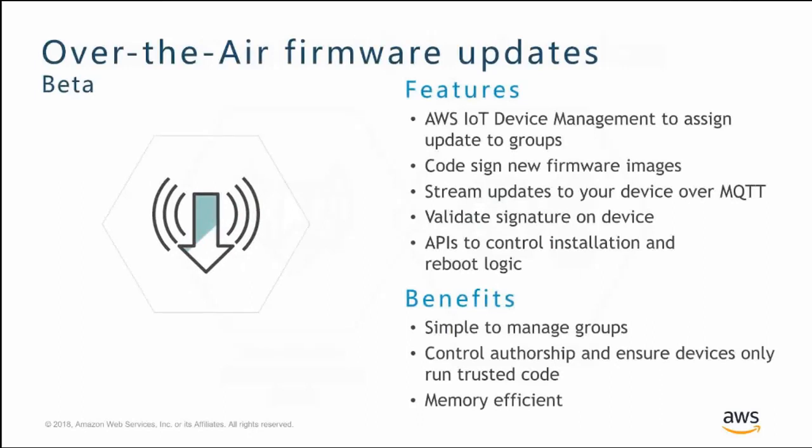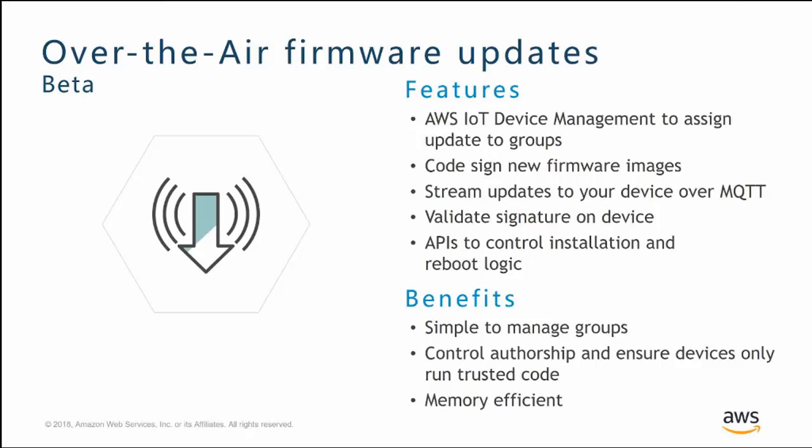So to start with over-the-air updates, this is a feature that integrates directly with AWS IoT device management. So you can select a group of devices that you want to update. You can upload a new firmware image that applies to a certain set of devices. Say you were updating the pressure sensors on this oil rig. You develop some new software, you upload it to the cloud. You can now sign that firmware image with the certificate you control.